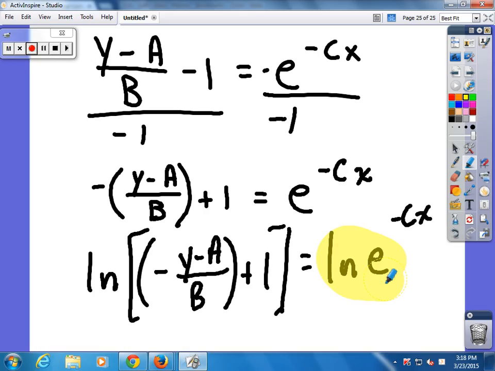You can. I'm not worried about it right now. It'd be a minus y over b, or y minus a over negative b, whichever one you want to do. The only reason I did this was because you're taking the natural log of this right here, so you might want to put brackets right here, because you've got to remember, you're not just taking the natural log of this, you're taking the natural log of the whole thing. Okay? And that will be cx.